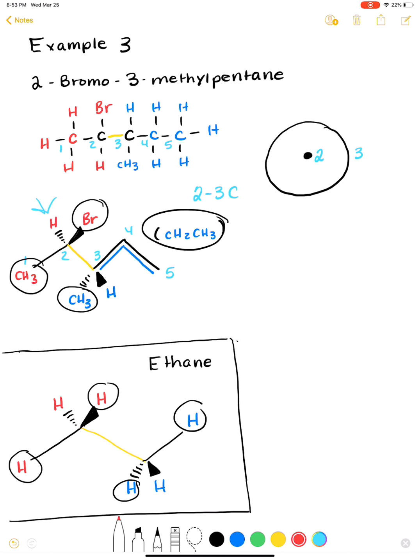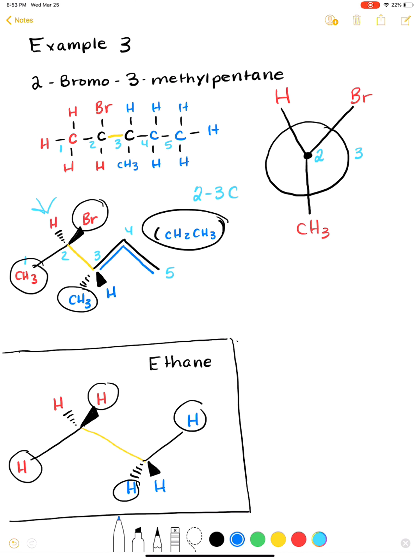We'll begin with the atoms and groups bonded to the front carbon, carbon 2. We have a bromine bonded above, along with a hydrogen, and a methyl group bonded below. Once again, these will extend in a Y shape from the center dot representing the front carbon, carbon 2.